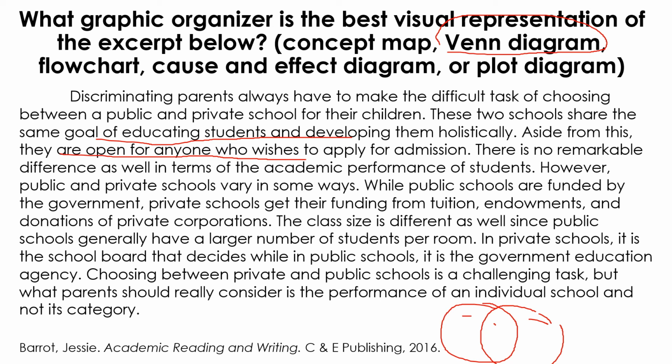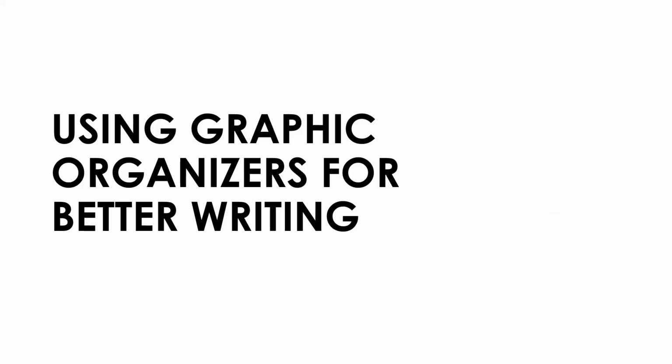Then for private school, or let's start first with public schools. Public schools are funded by the government. It's the difference. And then it has a larger class size. And then decisions are made by the government education agency. While in the private school, the differences are the funding is from tuition, endowments, and donations of private corporations. And then presumably the class size is smaller. And then next, have here the school board that decides matters for the private schools.